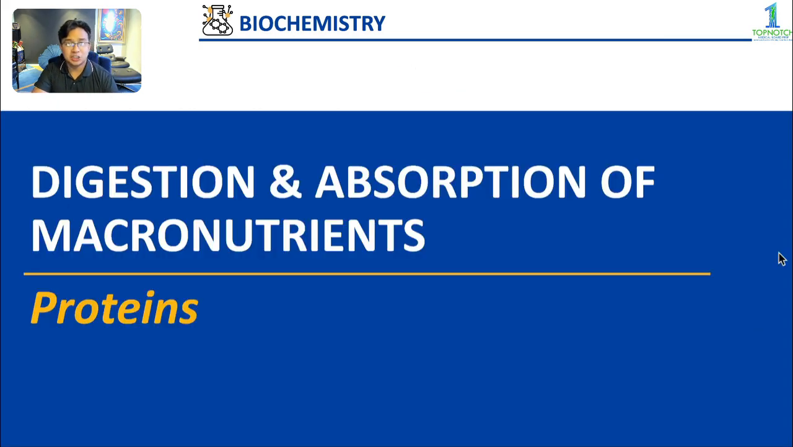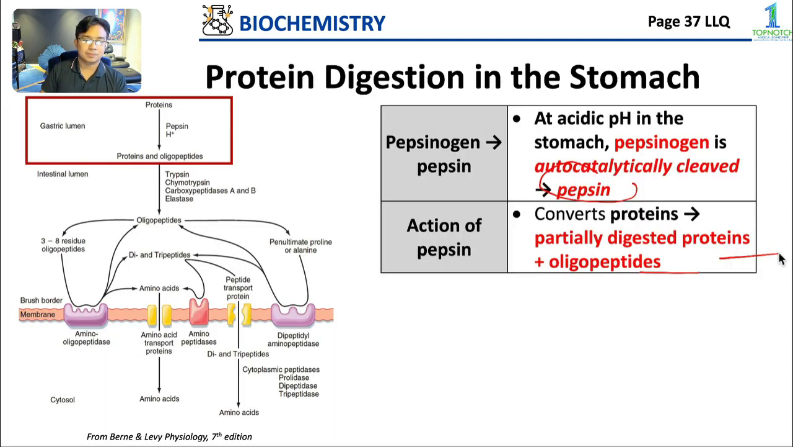Now, we discussed the digestion and absorption of your macronutrients, starting with the proteins. So, protein digestion starts first at the level of the stomach. Your pepsinogen, the inactive form, undergoes a process known as autocatalytic cleaving under the exposure of acidic environment. It will now become your pepsin, the active form of the enzyme. Pepsin will now convert chunks of protein into smaller, partially digested proteins and oligopeptides.